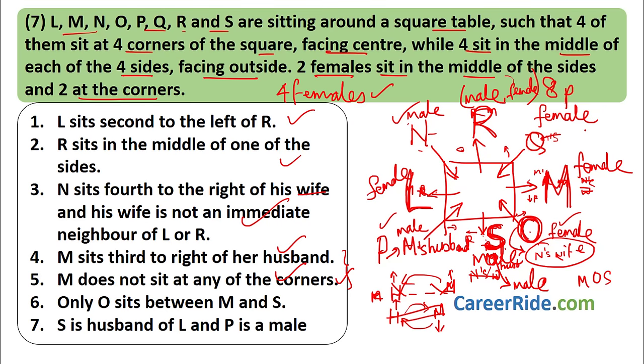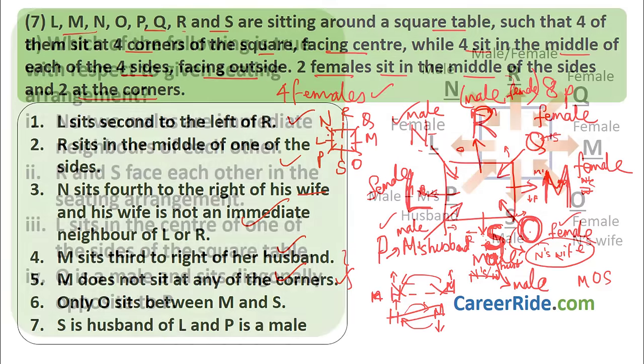Now, I know this diagram is very dirty. This is going to happen in exam also. This is going to get dirty. So, let us write a very rough diagram. Over here it is R. Here it is Q. Here we have M. Here we have O. Here we have S. Here we have P, here we have L, and here we have N. Based on this diagram, let us solve the questions.